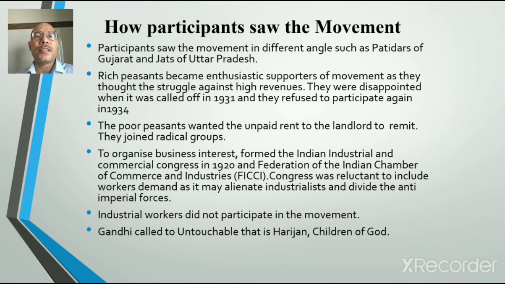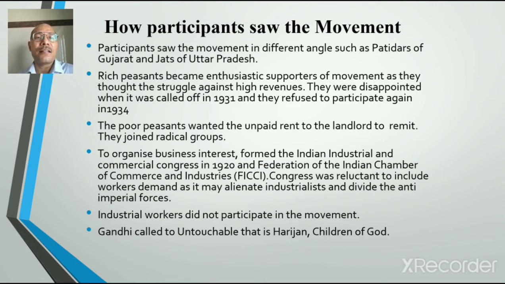In 1931, it was called off without achieving whatsoever their goal was. Because of that, they lost lots of money. Because of that, they refused to participate again. The poor peasants wanted unpaid rent to the landlord to be remitted. They joined radical groups, and because of that, they never stood with the Indian National Congress.